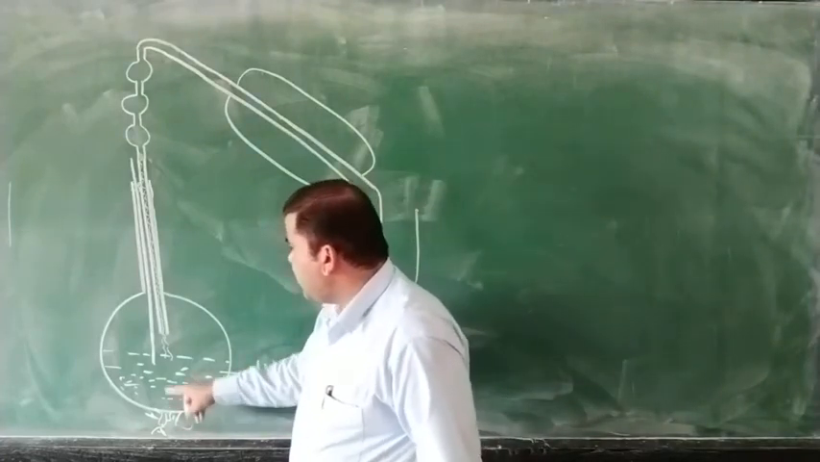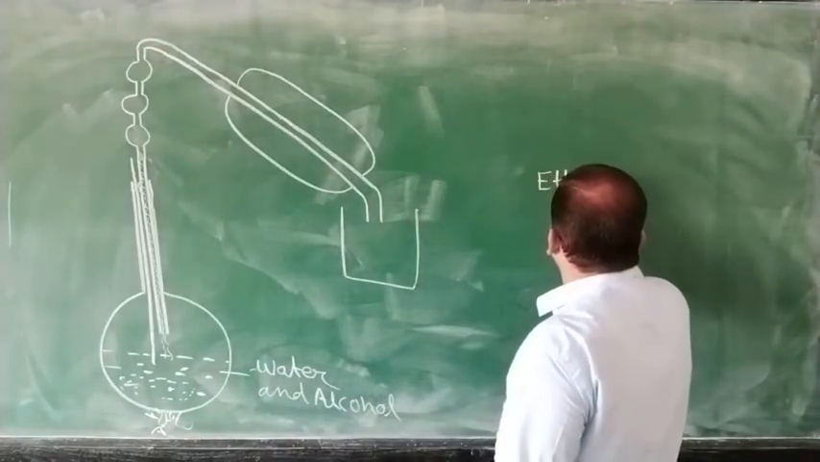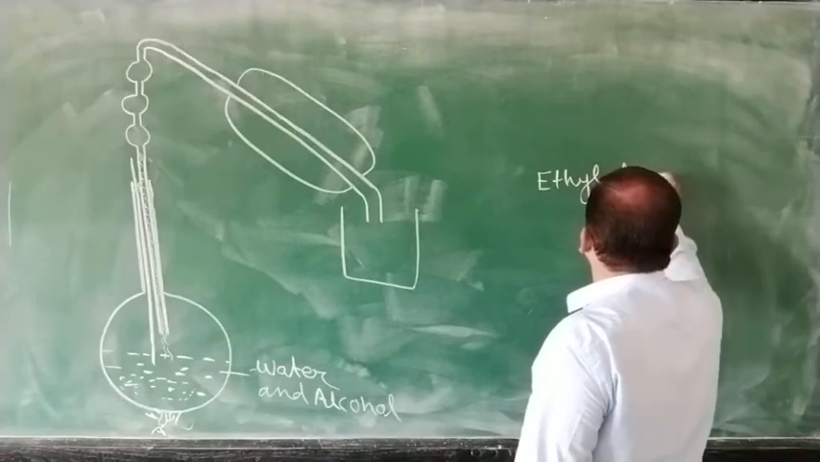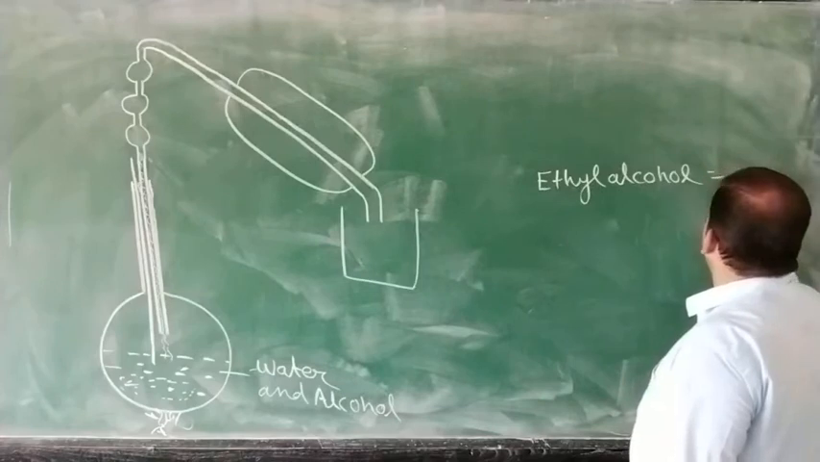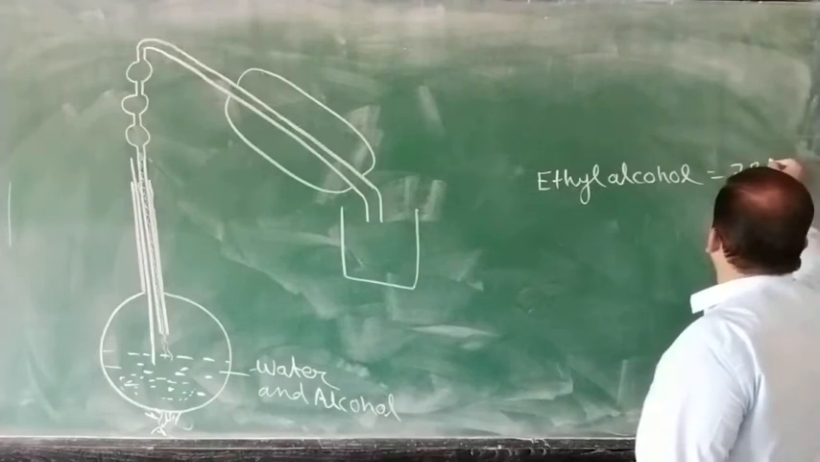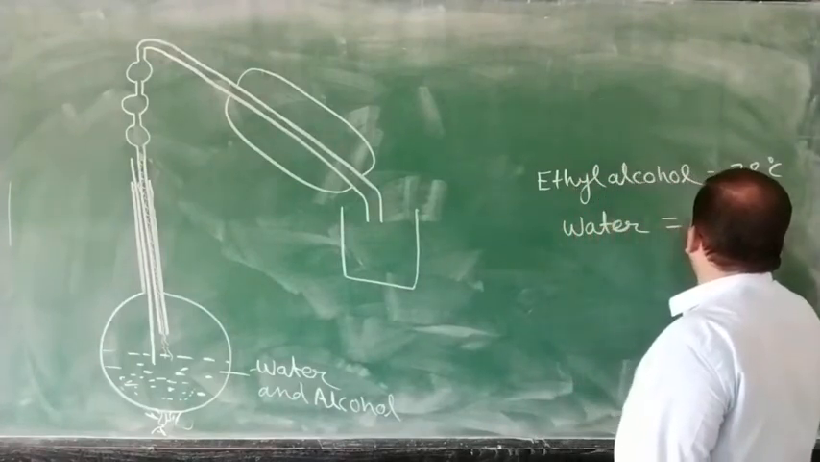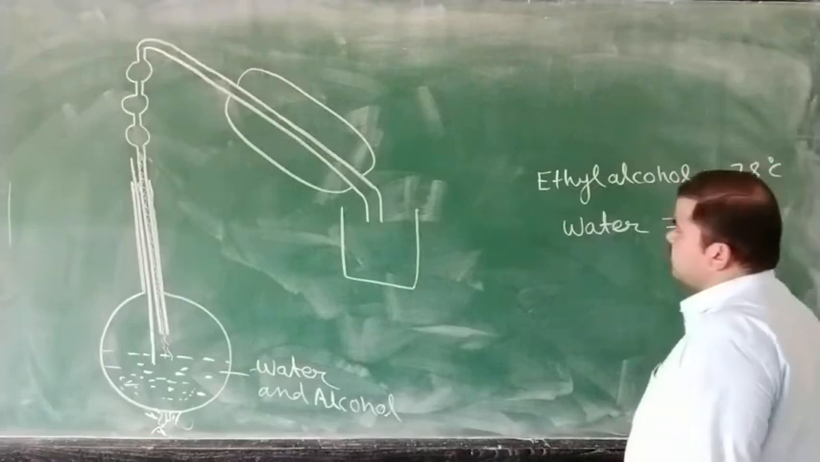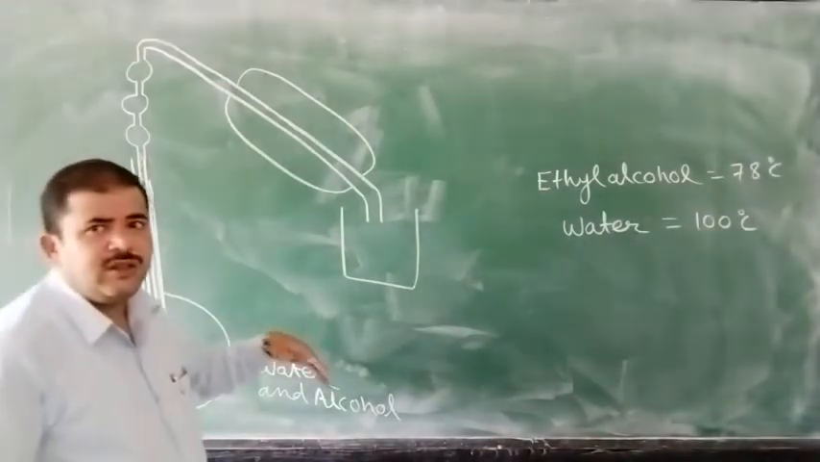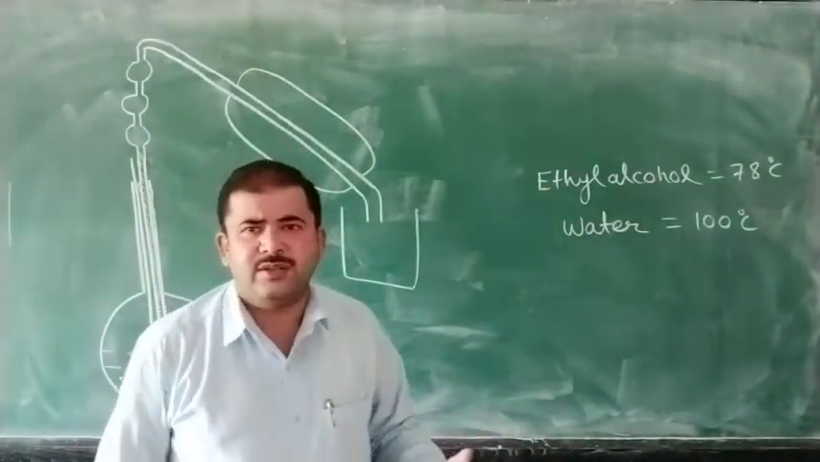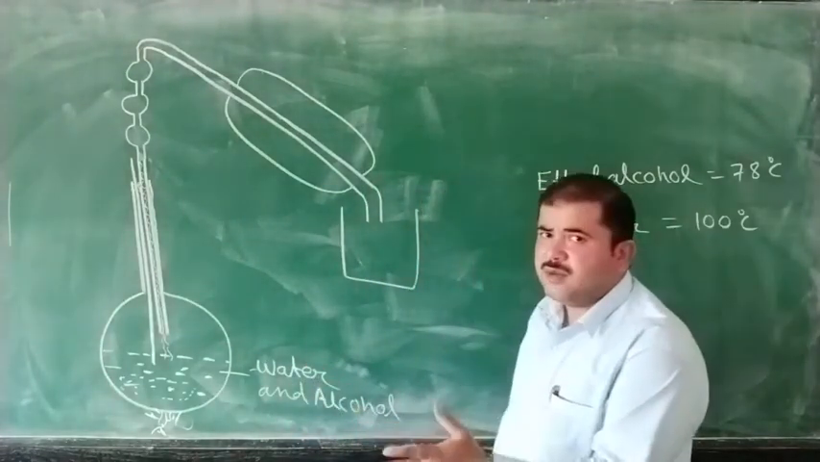So by heating here also, we know that alcohol, ethyl alcohol, has a boiling point of 78 degrees Celsius, and water has a boiling point of 100 degrees Celsius. So in this way, this method is based on the difference in boiling point.